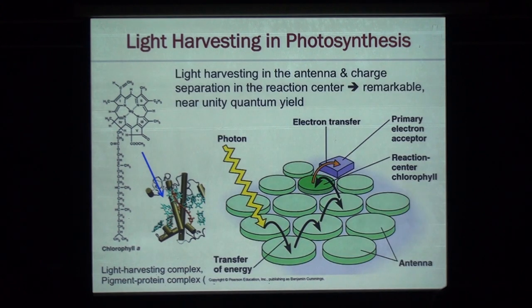The general picture can be depicted by this picture here. So if you imagine each of those discs is a complex like this, there are many, many of those discs forming the so-called antenna. They are responsible for absorbing sunlight, collecting all that light energy, and funneling it into a specific site called the reaction center to induce an electron transfer. And this electron transfer produces chemical potential that will be used for the dark reactions. Okay. And what's remarkable here is this process has a very high quantum yield, near unity, generally more than 90%.